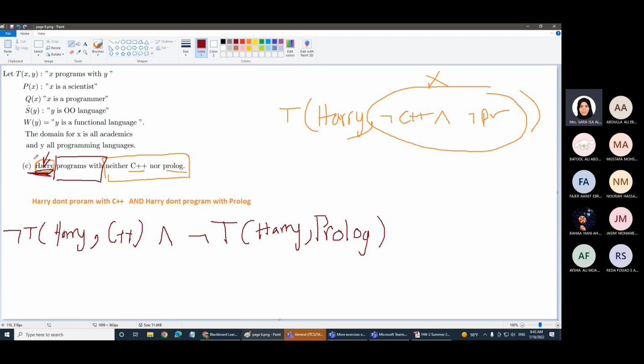The second parameter is C++, that's it. T, Harry, and C++. But they put here neither nor, which means I have to distribute these neither nor into connectors. He is not programming with this and not programming with that. So I have to distribute. Never do it like this as a second parameter.